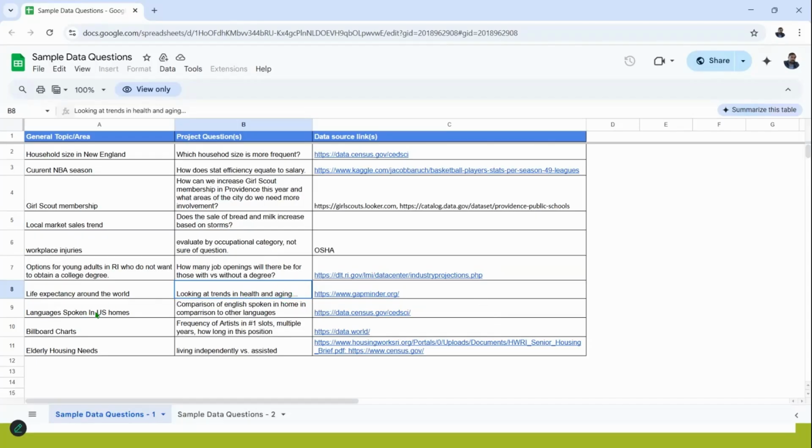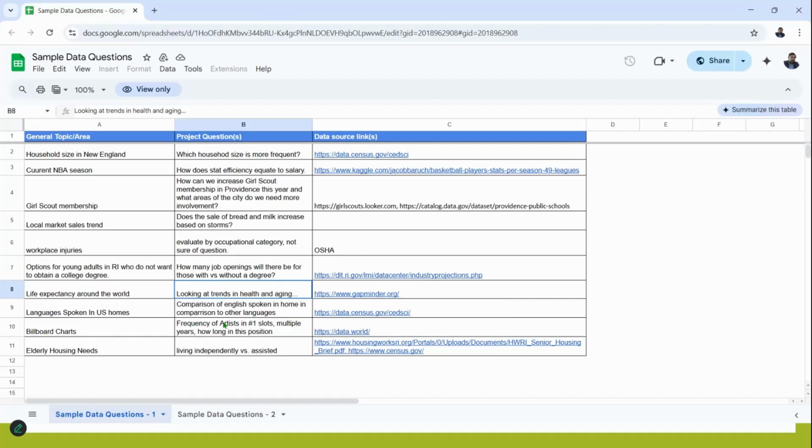And then languages spoken in United States homes. Census data. See here, in census data, what are all the sorts of things we can do? Comparison of English spoken in the home in comparison to other languages. Do you think this is a question? This is a sort of research title, right? You got that? Your project work need not necessarily be a question. It could be a research topic also.